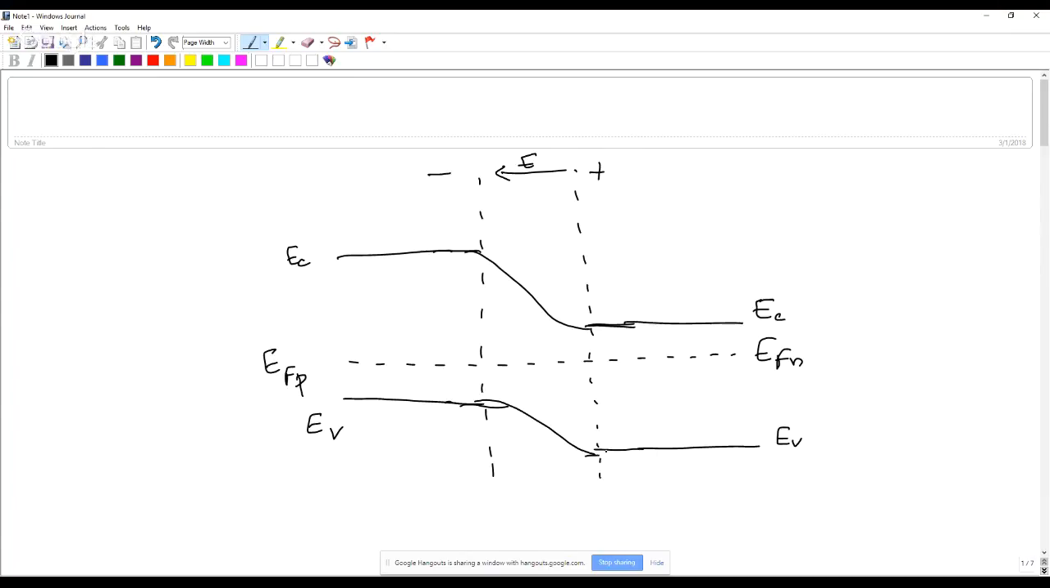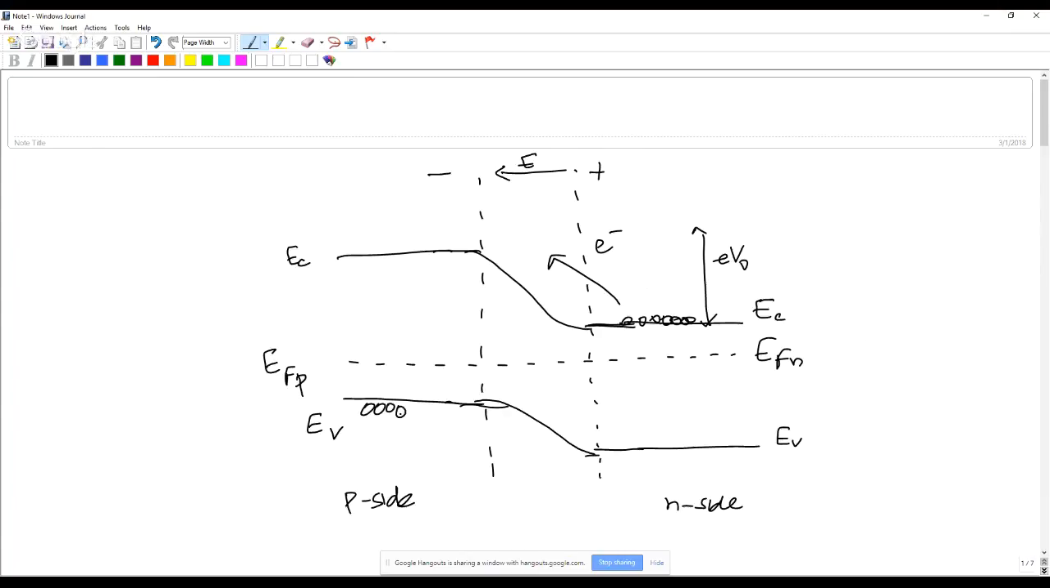So at equilibrium, we have an energy barrier. So this is your N side of the semiconductor. This is your P side. You have a lot of electrons here. But for these electrons to move, there is an energy barrier, which is nothing but your built-in potential, qV naught. So for the electrons to go here, they have to overcome this energy barrier and then go on to the P side.